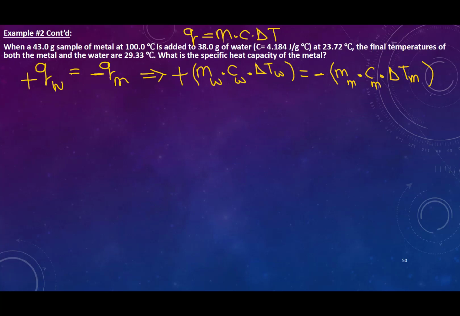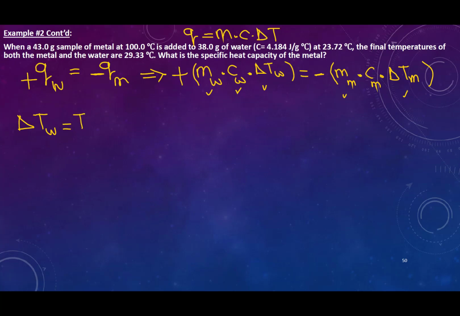Then we do know the mass of water. We do know the specific heat capacity of water. You could easily find the change in temperature of water. We do know the mass of metal. We easily could calculate the change in temperature for metal. And now that we have all the knowns, we could easily calculate the specific heat capacity of metal. Okay. All right. Now let's find the change in temperature for metal and for water.